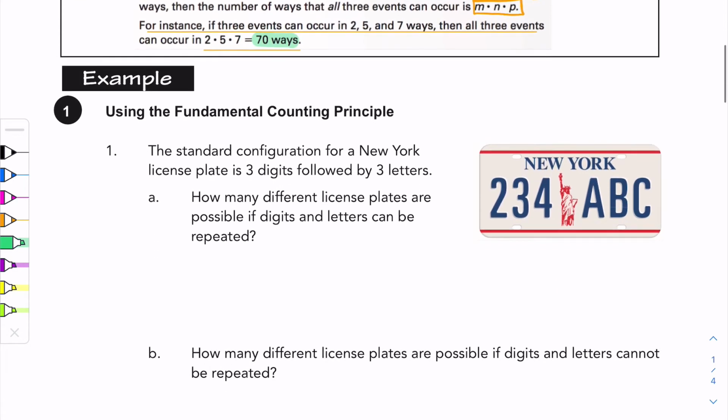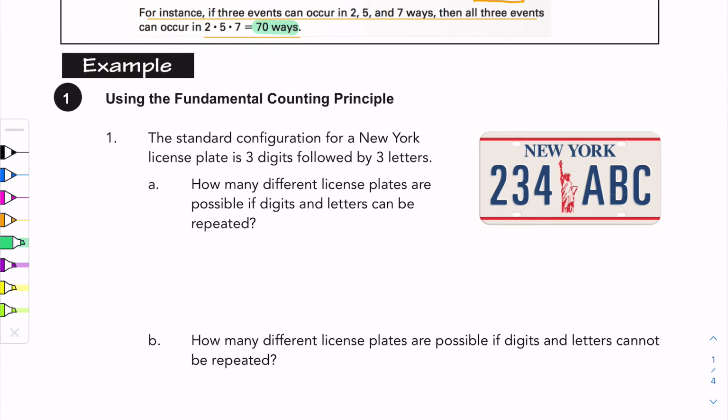For the first example, we're going to be dealing with a license plate. Number 1 says the standard configuration of a New York license plate is 3 digits followed by 3 letters. How many different license plates are possible if digits and letters can be repeated?